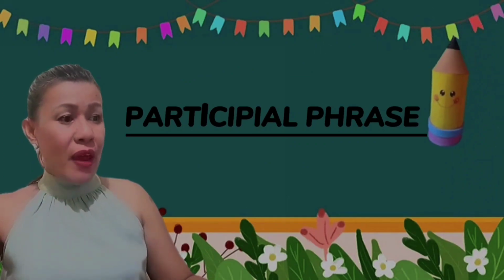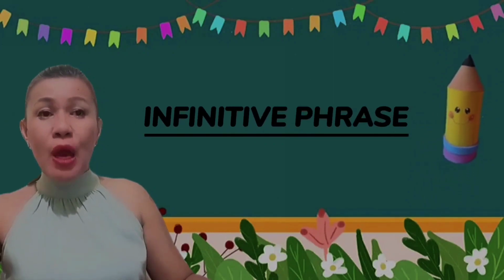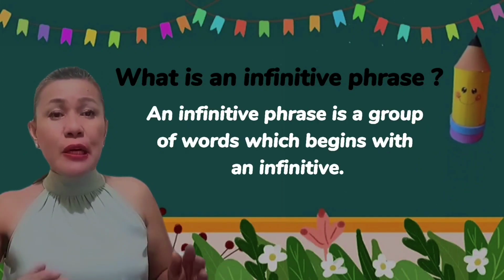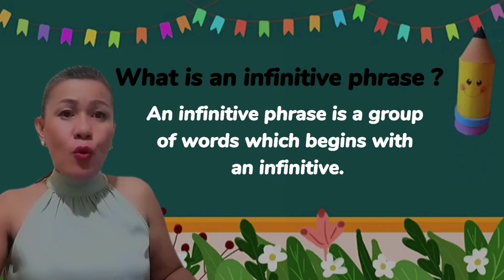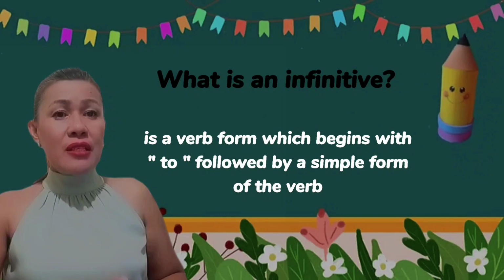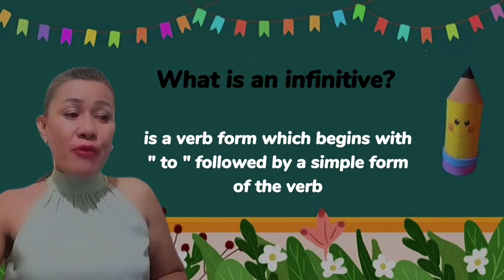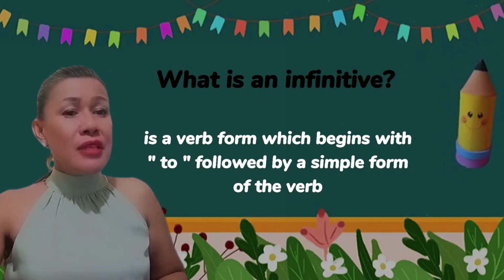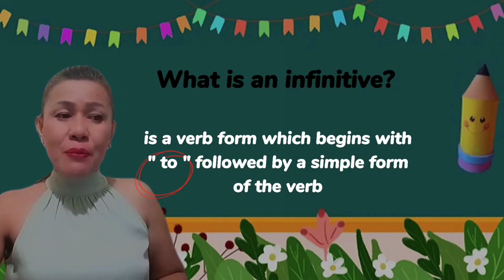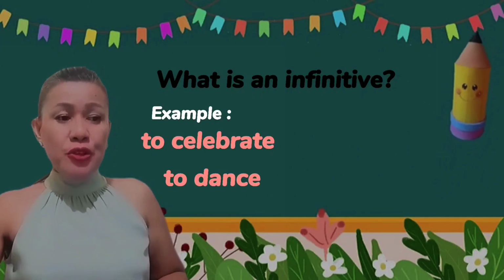Another way to vary your sentence beginning is to make use of an infinitive phrase. What is an infinitive phrase? An infinitive phrase is a group of words beginning with an infinitive. Now, what is an infinitive? An infinitive is a verb form like the participle. What's unique about it is that it begins with the word to and is followed by a simple form of the verb. For example, to celebrate, to dance, to write.